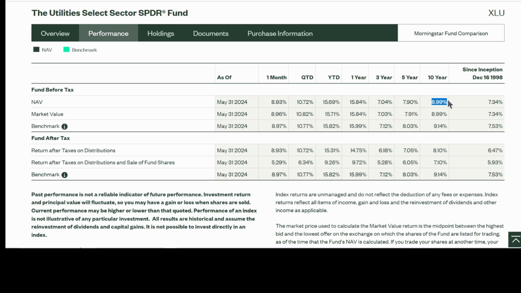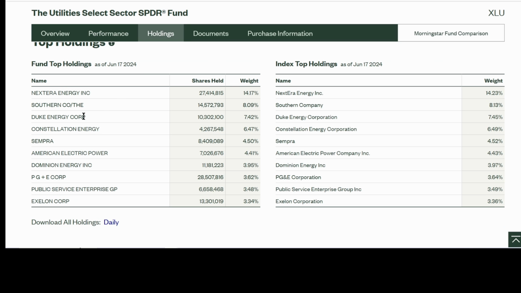Whereas with the CEF, it's like you're getting that same little bit of dividend, but then they sell the stocks to get capital gains to make it look like you're having a bigger distribution than you really are. And so the top holdings are the usual suspects: NextEra, Southern Company, Duke, Constellation, Dominion, PG&E, Exelon. So very similar holdings, I would say, to the UTG CEF, except there's no bonds involved. And of course, no leverage.